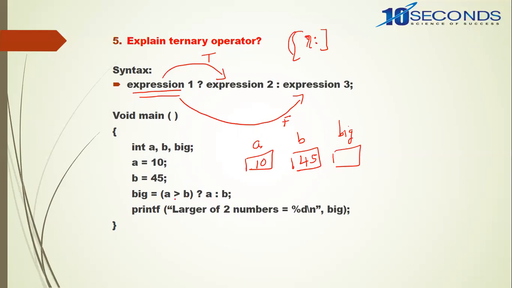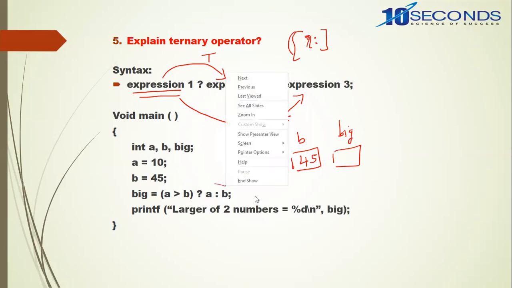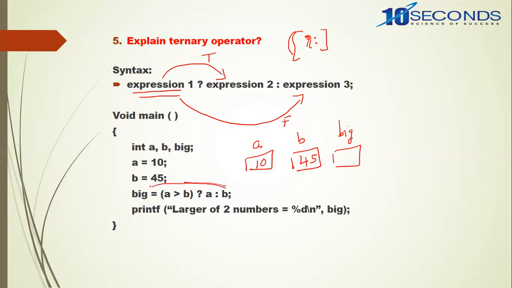This is expression 1, and expression 2 is a, expression 3 is b. Now a greater than b. So 10 greater than 45, condition is false. So it will go to expression 3. So this b will be assigned to big. So what is there in b? 45. 45 will be assigned to big.